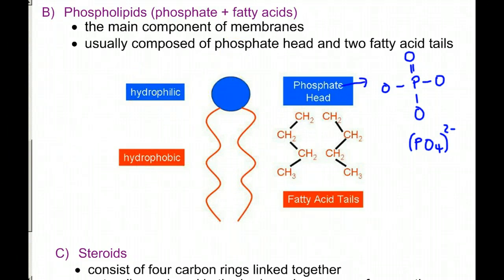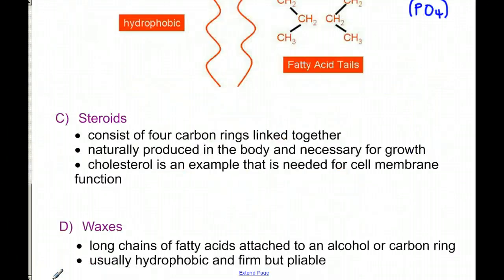Remember, the lipid part of the structure is not water-loving, but the phosphate end of the structure is. Okay, the last 2 categories of lipids are steroids, and these consist of carbon rings, so usually 4 carbon rings linked together. They're naturally produced in the body. You may have heard of steroids before, and they're necessary for growth. Cholesterol is one example of a steroid that's found in our bodies that is needed for cell membrane function, but we can also have bad cholesterol in our body that actually clogs our arteries as well.